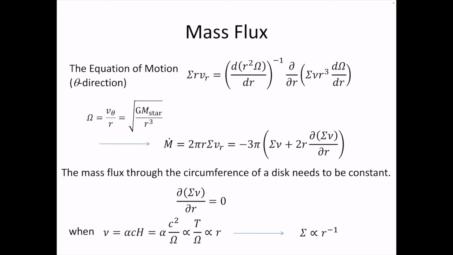So the mass flux can be calculated using the equation of motion in the theta direction. Sigma r v sub r is expressed by this equation. Then if you substitute omega equals the square root of G M star over r cubed, you could calculate that M dot is equal to minus 3 pi times sigma nu plus 2r times the partial derivative of sigma nu with respect to r.